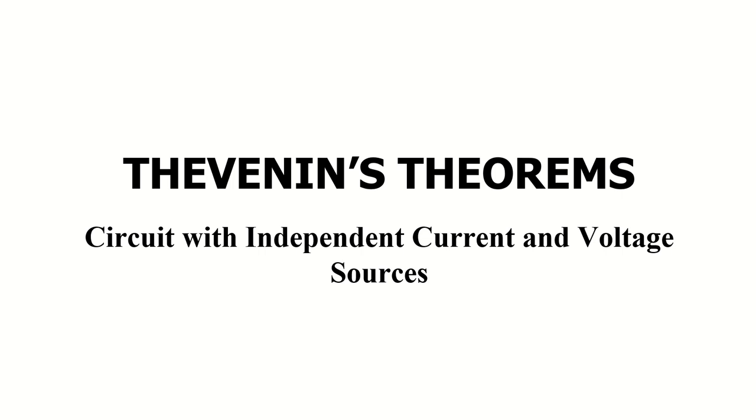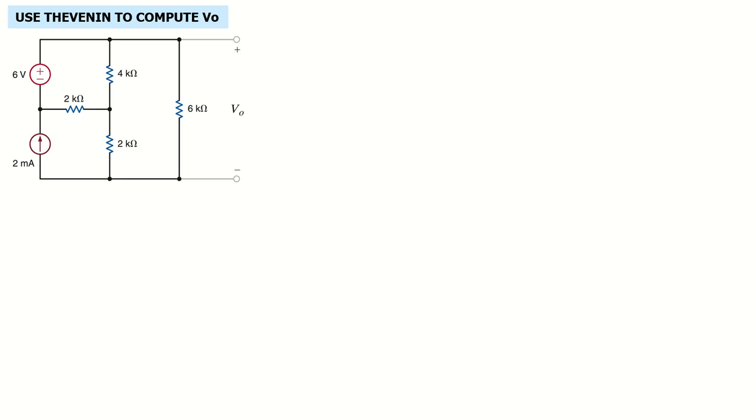Welcome back. We are learning about the Thevenin theorem and we are analyzing circuits with independent current and voltage sources. So let's have a look at this example now. We have a 6 volt voltage source and a 2 milliampere current source, and we have to calculate the output voltage V naught, which is across the 6 kilo ohm, using the Thevenin theorem.